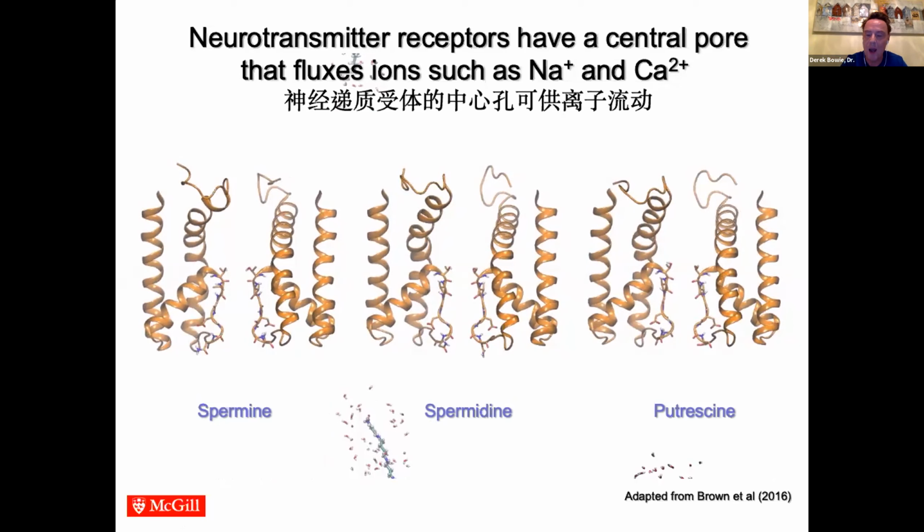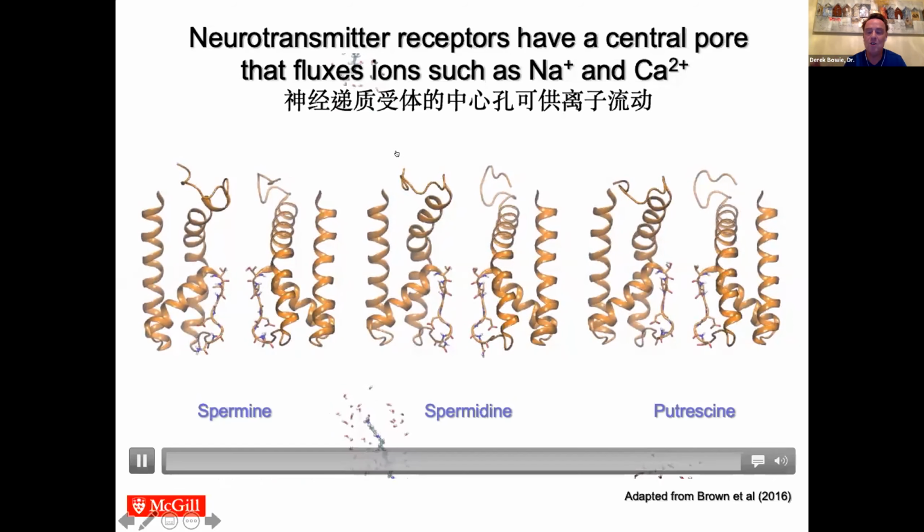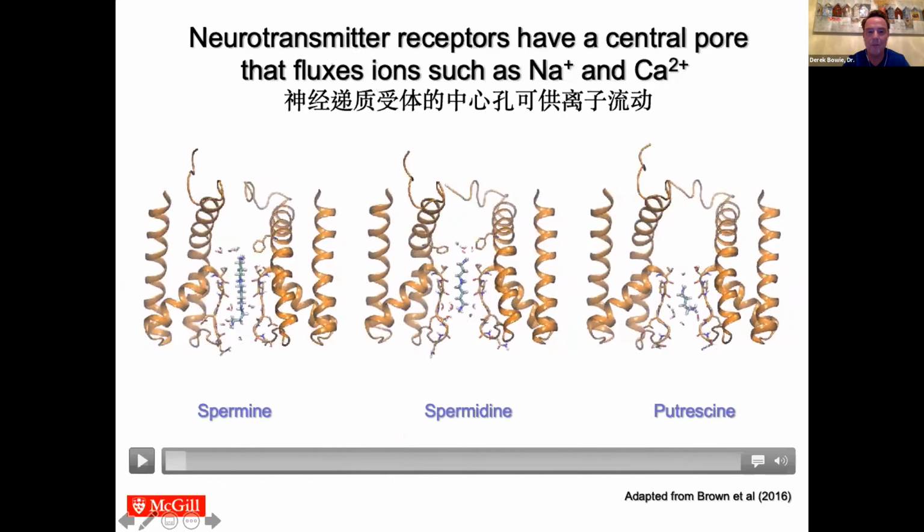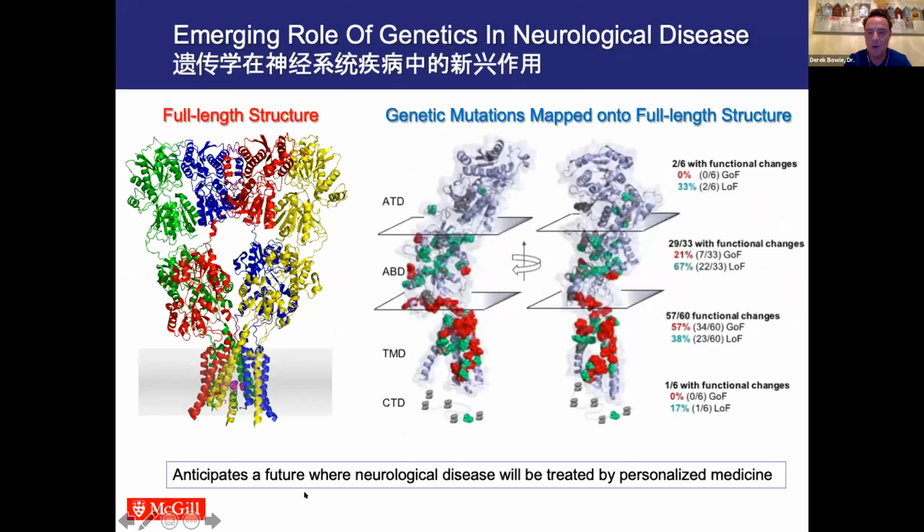So I'm just going to go to my last slide. So why is all of this biophysical information interesting to us? Because on the left-hand side, you can see we now have full-length structures of these proteins, which are fundamental to how brains work, so how we learn, how we see, how we hear, and how we process information at very high levels.